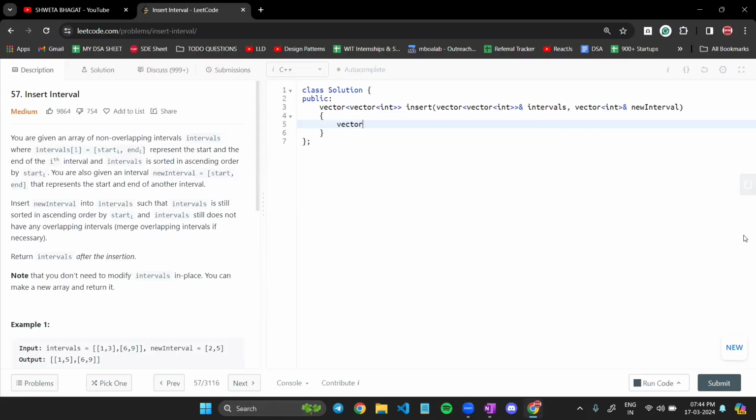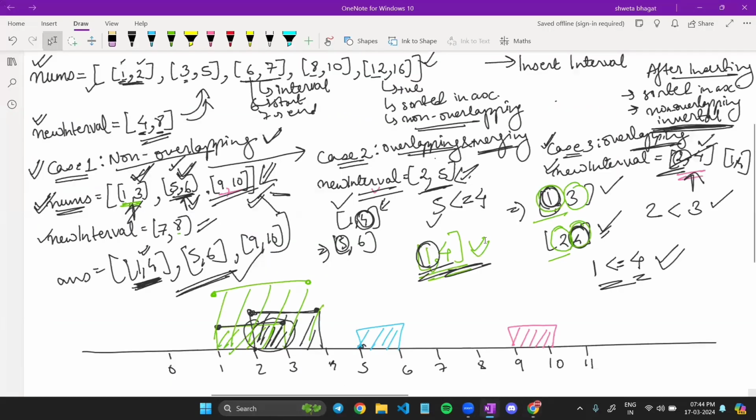So we will start by creating a 2D vector of integers. Let's say it's answer, and let's take a variable index as 0. Now, what do we have to do? We have to first check for the non-overlapping case. Okay. So when are we going to say that two intervals, let's say if we consider this interval 1,3 and this interval 7,8, are non-overlapping? We'll say that these two are non-overlapping if this 7 is greater than this 3, correct? That is, if the start of the new interval is greater than the end of an existing interval, then it means that they are not going to have anything in common, correct?